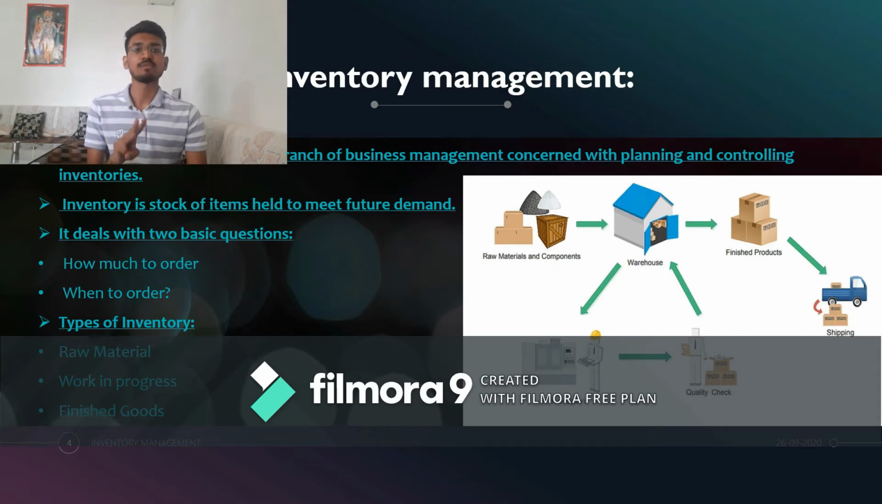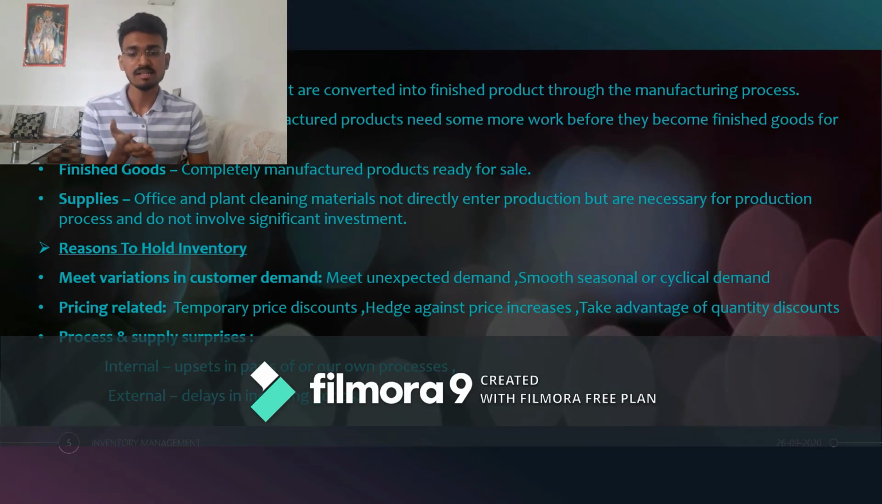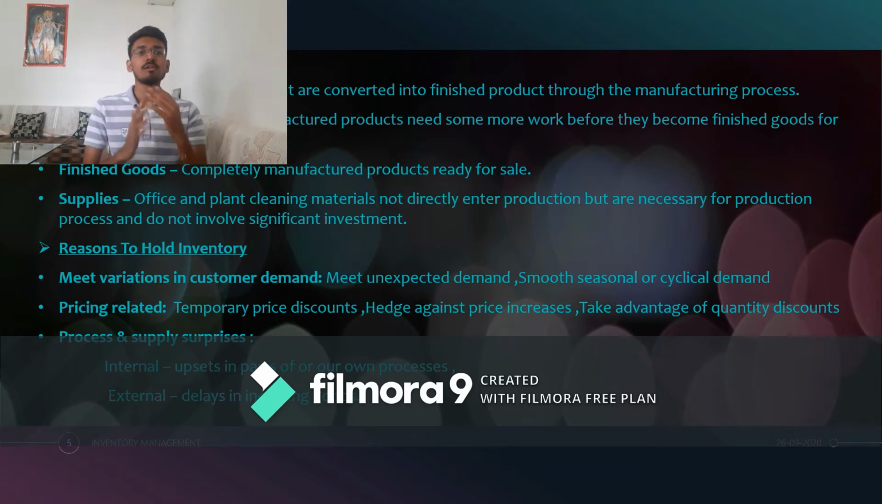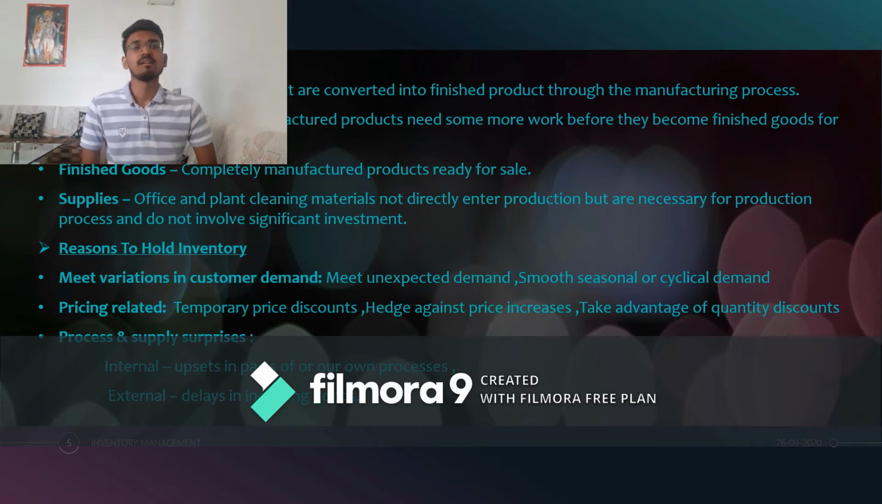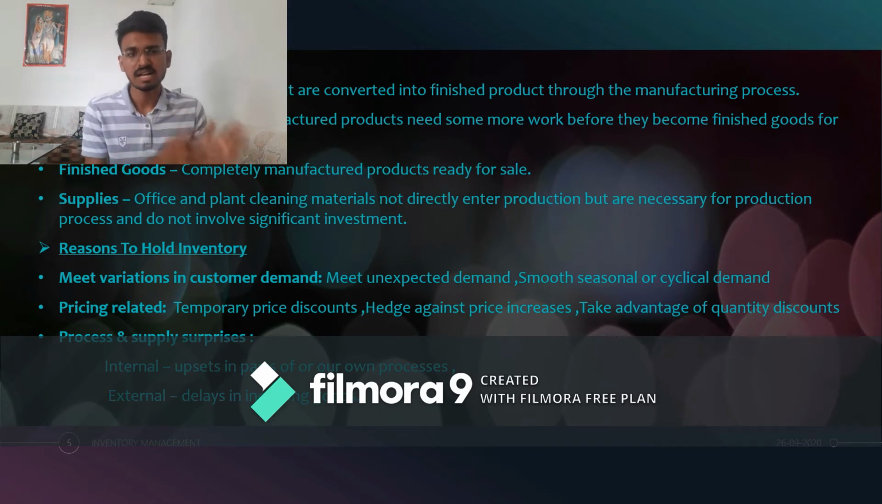Okay, so next is, what are the types of inventory? So there are three types of inventory. First is raw material, second is work in progress, and the third is finished goods. So what are raw materials? Raw materials are nothing but the basic inputs that we need for the production. Like for the production of a car, we need raw materials such as tires, engines, metal body, etc.